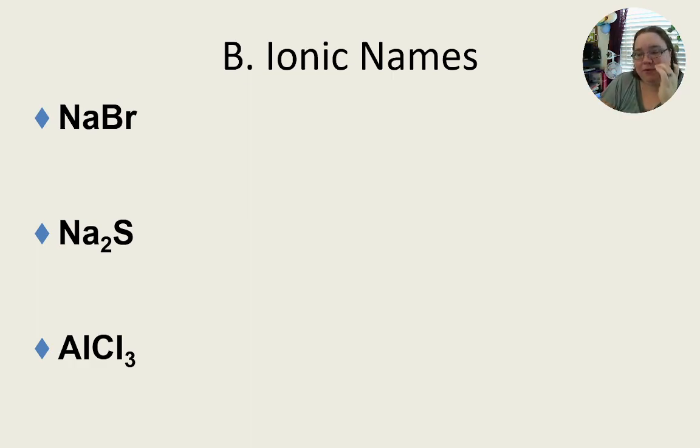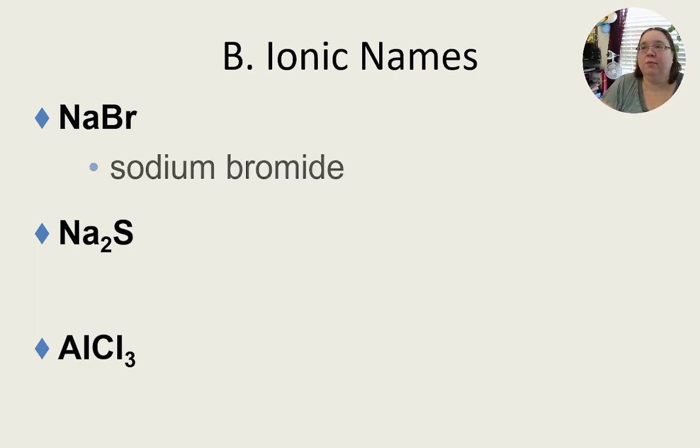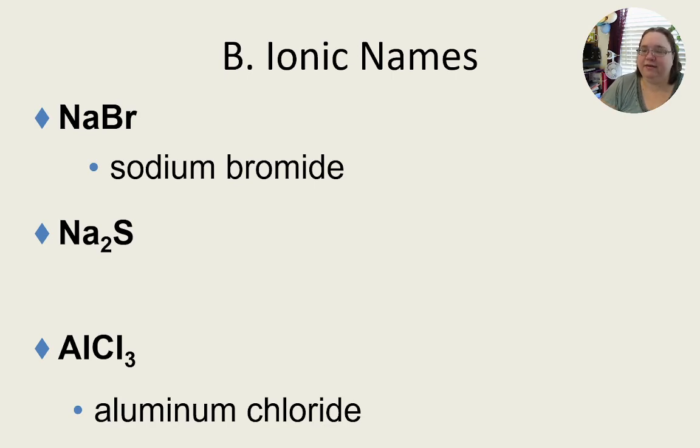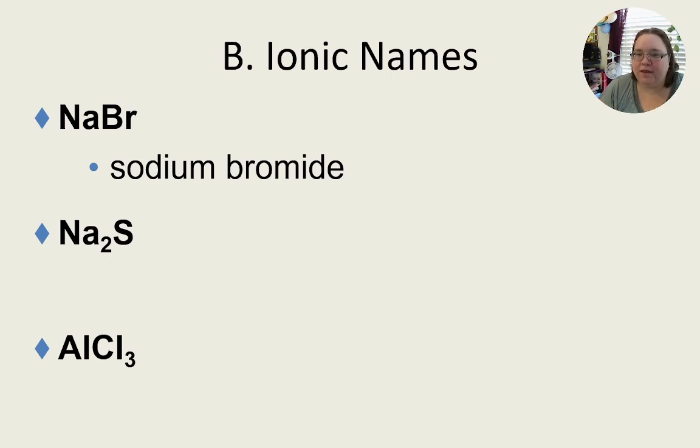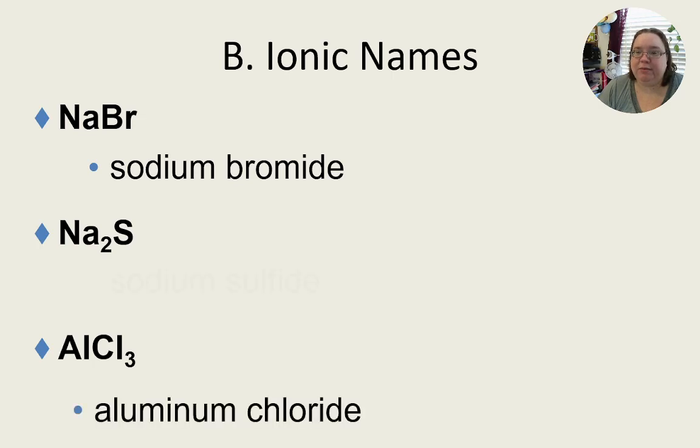You do need to remember to change the ending of the second element. So NaBr: Na is sodium, Br is bromine, but bromine becomes bromide. So sodium bromide. Na2S: Na is sodium, S is sulfur. I keep the sulf and replace the ending with IDE. So sulfide. And AlCl3: Al is aluminum, Cl3 is chlorine. It would be aluminum chloride.